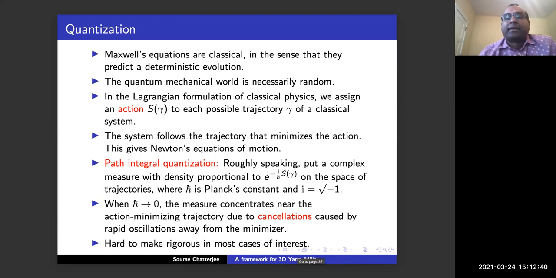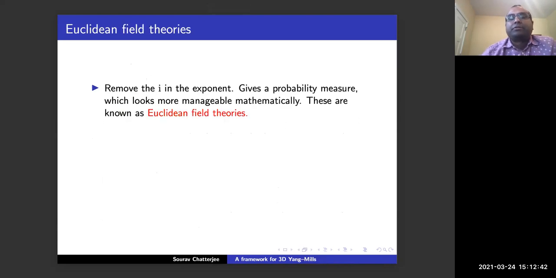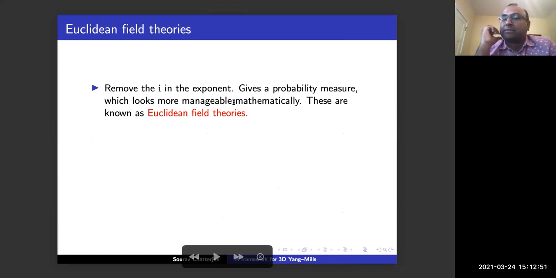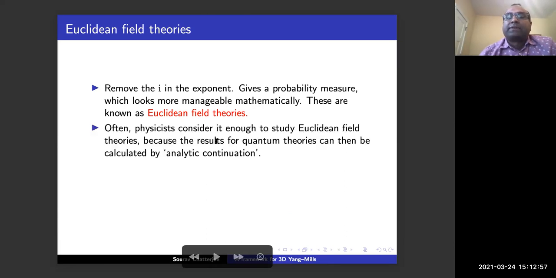Okay. So how do physicists handle this? What they do is remove the i in the exponent. This gives you a probability measure, which looks more manageable mathematically. That is, you don't have to worry about cancellations. These are known as Euclidean field theories. Often physicists consider it enough to study these Euclidean field theories because the results transfer to quantum theories by analytic continuation. Again, all of this is very difficult to make precise.